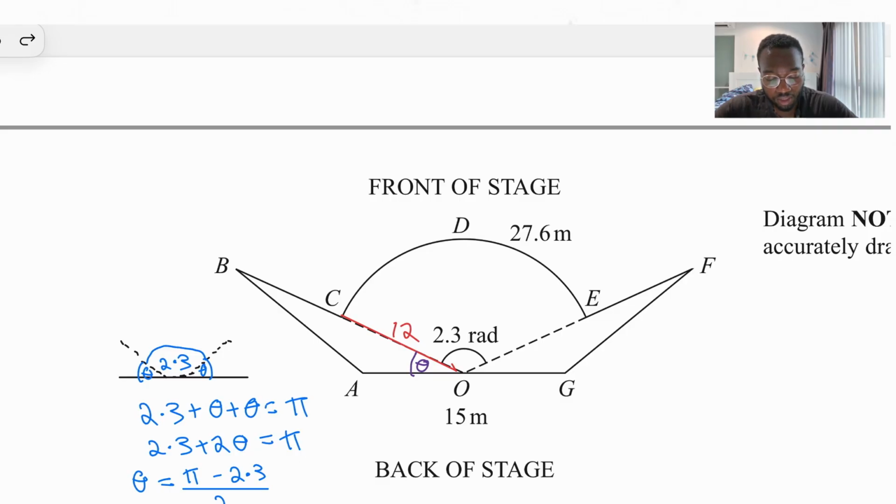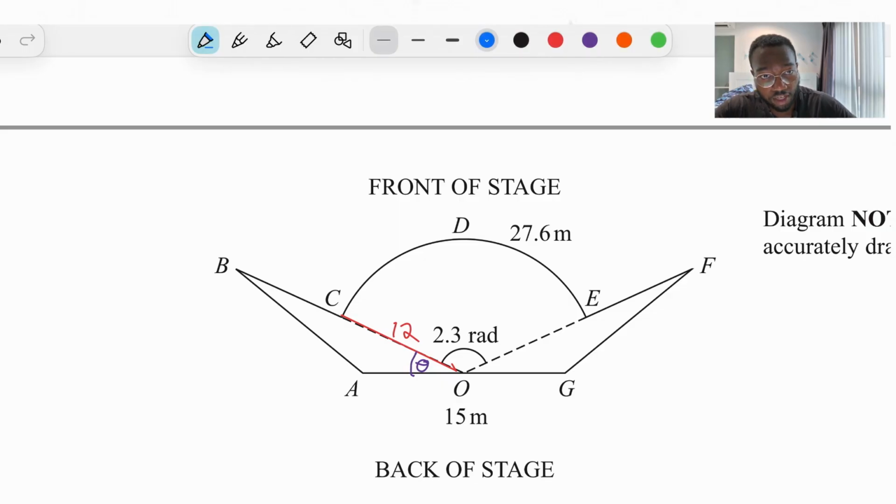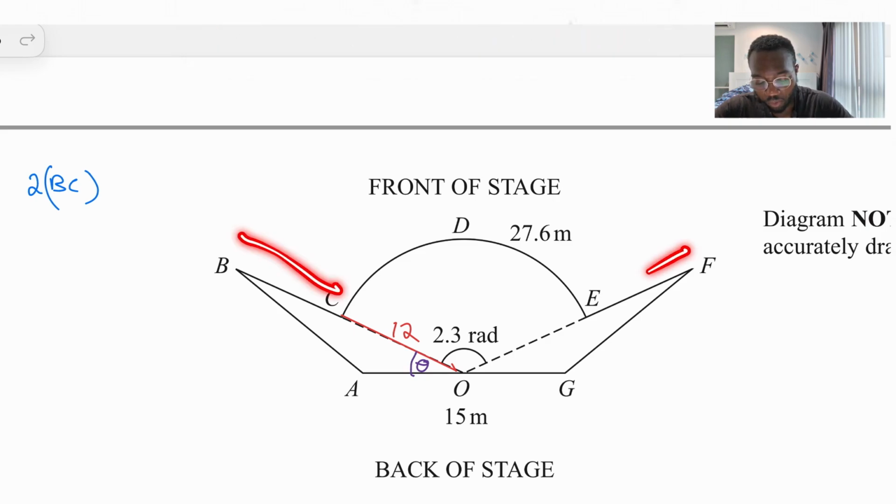Let me get rid of my part B and do this up here. Because it's all congruent, we know that BC and EF are going to be the same. So effectively, let's say that that's 2BC. That's just the BC and the EF, and we know they're going to be the same. Let's just call it both BC for now.